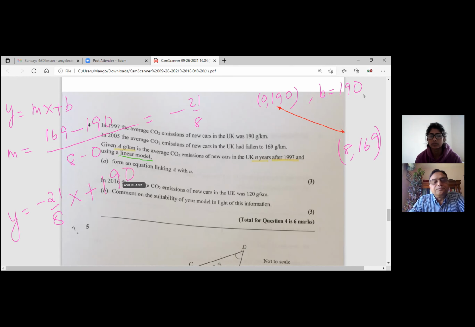Is that clear to you? So you're reducing from 190 at the rate of 21 over 8, right? Slightly more than 2 point something. Correct. So that is how you form a link between A and N.